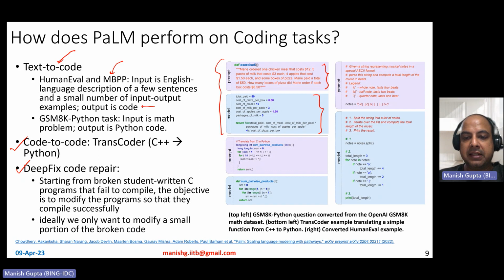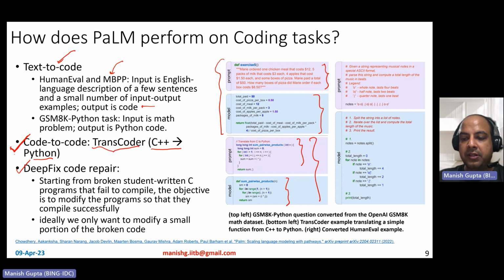Now, here are other examples. The second kind of task is the code-to-code task. Here the idea is to do translation from one programming language to another. The specific example they considered is C++ to Python. Here is an example of that. You have a C++ code, or more like a C code, and then you want to translate it to Python. This is a part of a popular dataset called the TransCoder dataset.